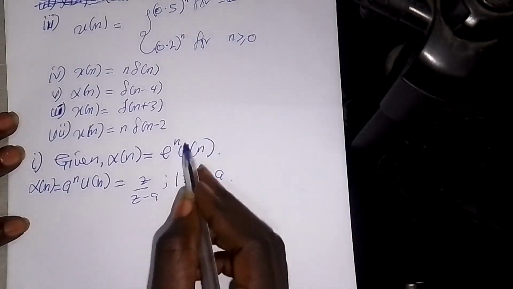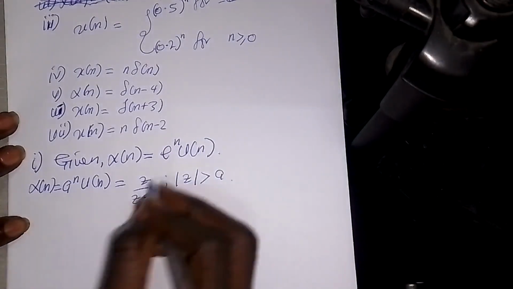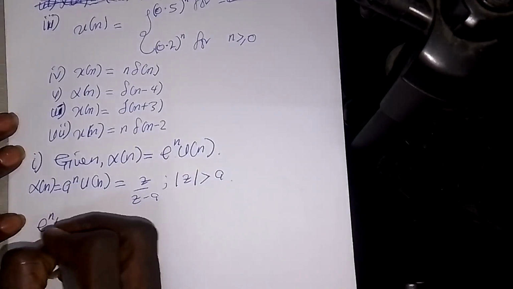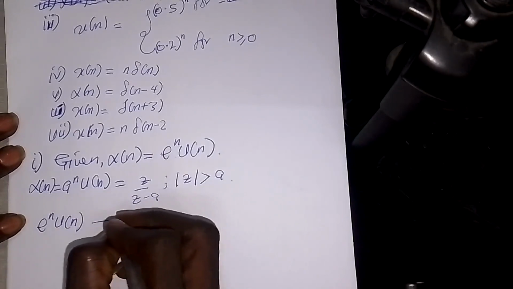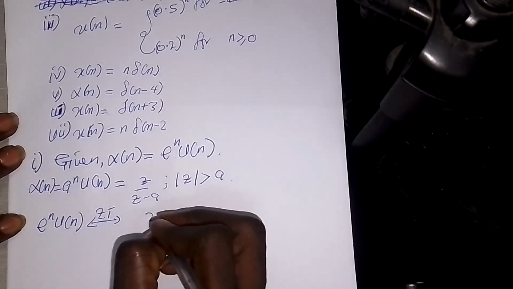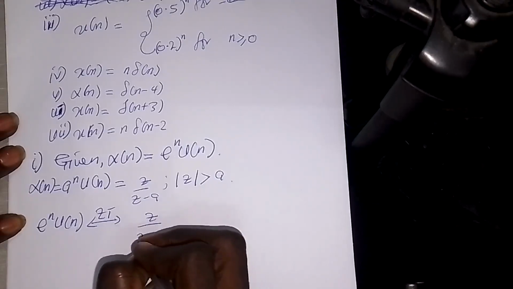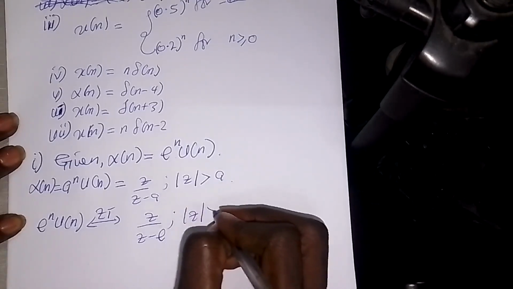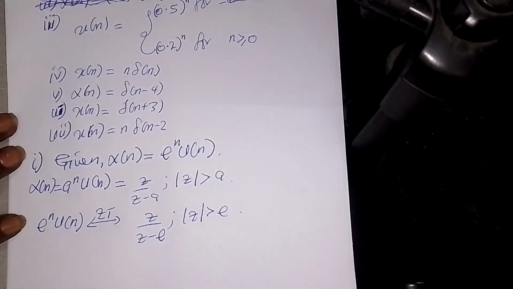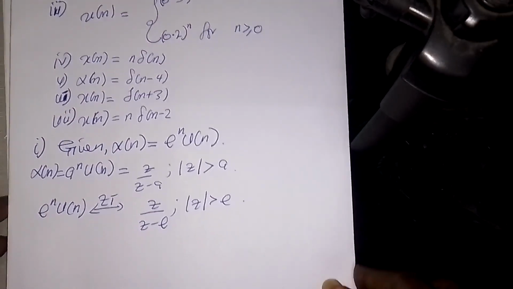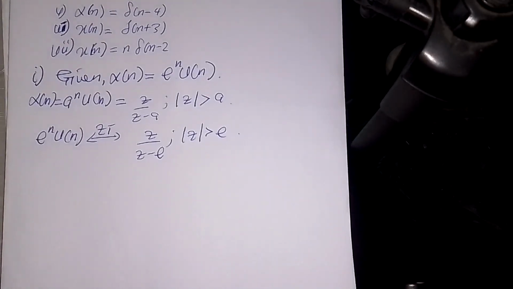So now, likening that one to this one, we can see that this signal we are given here, e exponent n u of n, is supposed to have a Z transform of z over z minus e, with mod z greater than e. So basically, this will be the transform for this particular sequence. Now let's go to the second one.